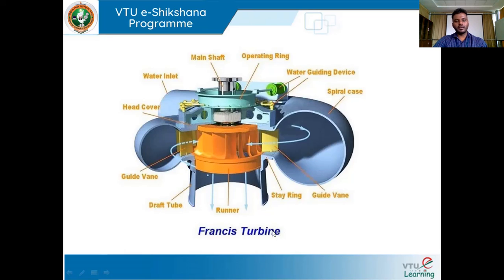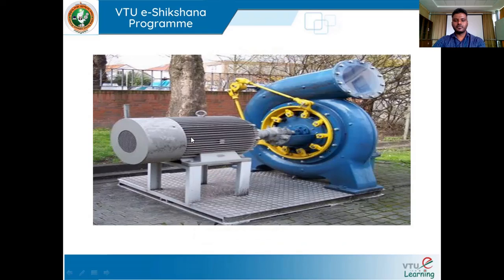Here you can notice one end of a draft tube is connected to the runner, and the other end of the draft tube will be connected to a tail race. This arrow shows the movement of the water. Here the water comes from the inlet and starts moving into the runner blade through stay vanes and guide vanes. Now we'll see one video related to the Francis turbine.